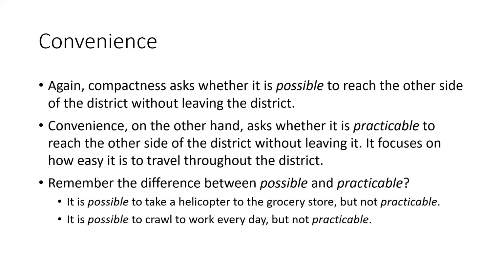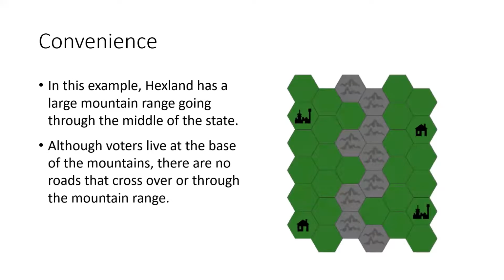So remember compactness. Compactness asks whether it is possible to reach the other side of the district without leaving the district. Convenience, on the other hand, asks whether it is practicable to reach the other side of the district without leaving it. It focuses on how easy it is to travel throughout the district. So remember, there's a difference between possible and practicable. It is possible to take a helicopter to the grocery store, but not practicable. It is possible to crawl to work, but it's not practicable. So let me show you what some differences for convenience would be here.